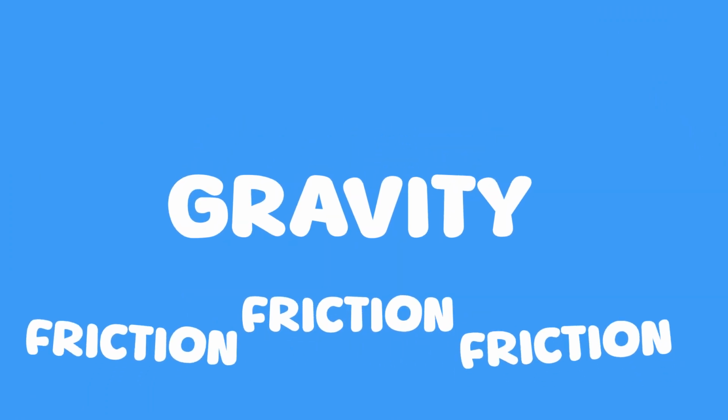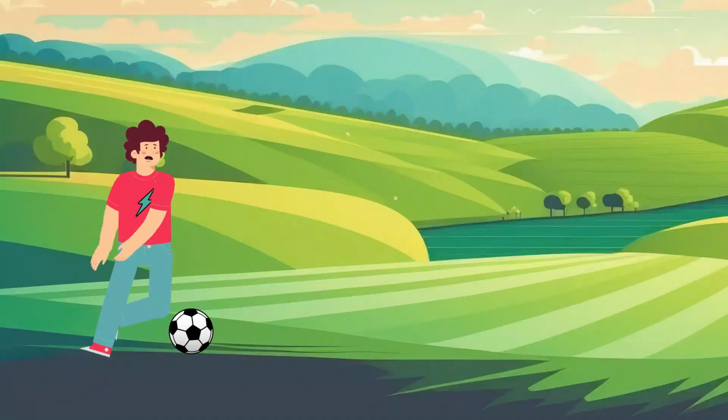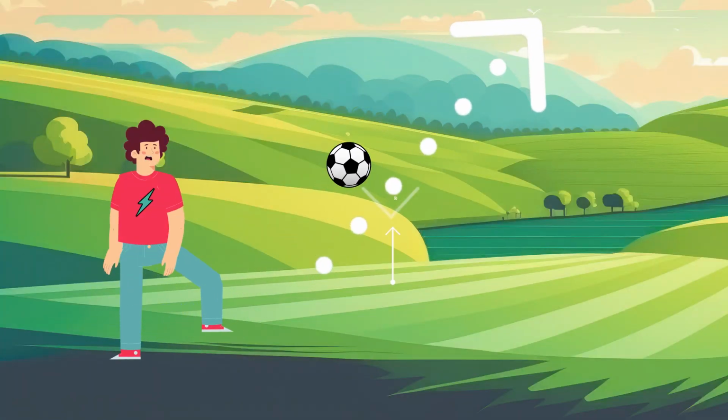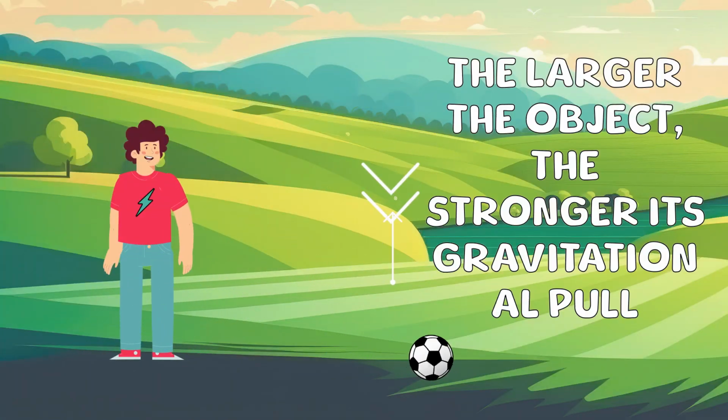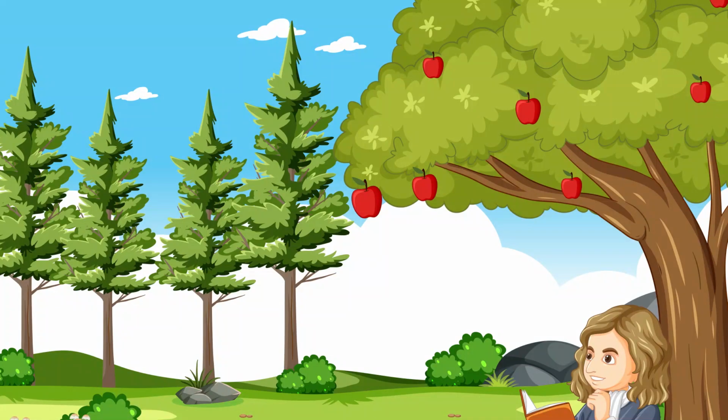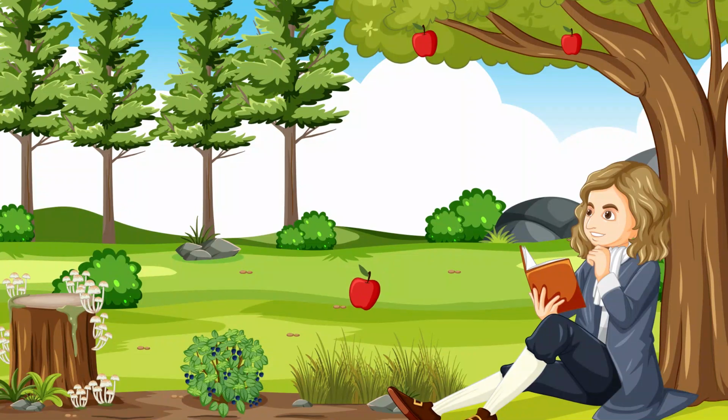Gravity is the force that pulls all objects towards each other. When you throw a ball, gravity pulls it back down to the ground. The larger the object, the stronger its gravitational pull. Example, the force that causes an apple to fall towards the ground when it is dropped from a tree.